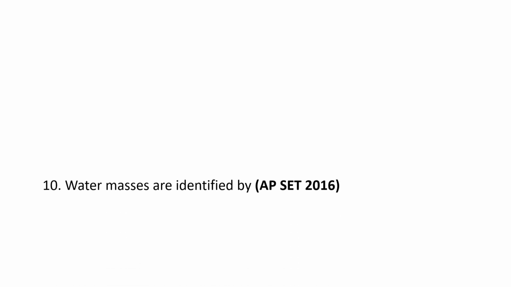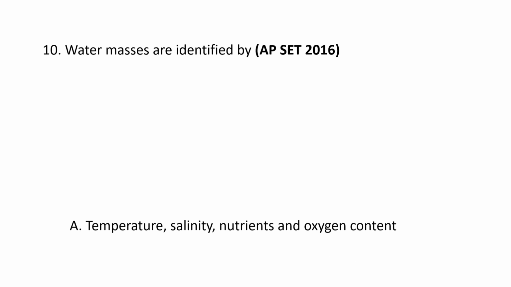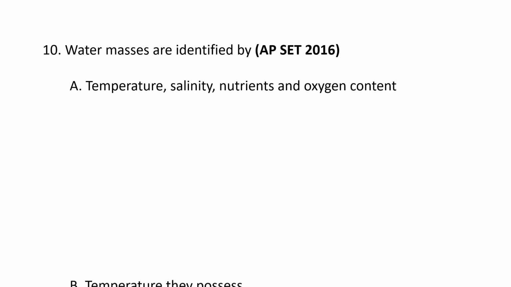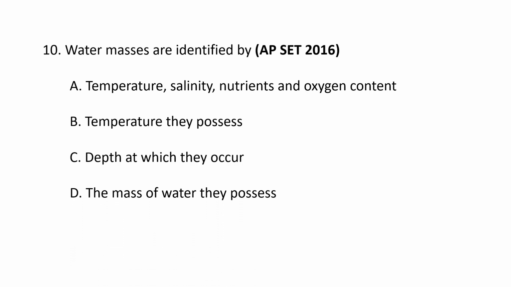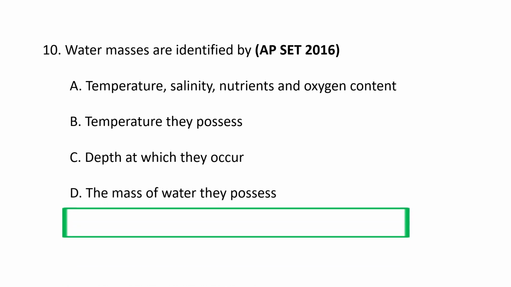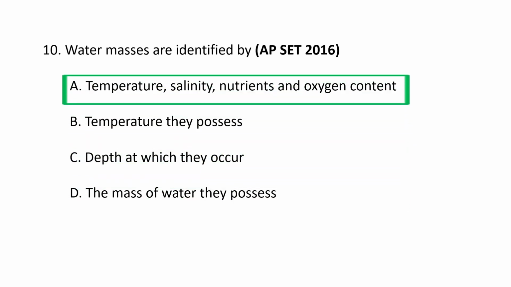Next question. Water masses are identified by A. Temperature, salinity, nutrients, and oxygen content, B. Temperature they possess, C. Depth at which they occur, and D. The mass of water they possess. The correct option goes as A.